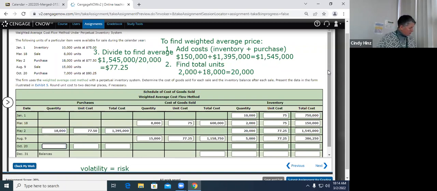Moving ahead then to October 20th, we now have a purchase. We're going to buy 7,000 units at $80.25. We had 5,000 units. We bought 7,000. We now have 12,000. I'm going to ask you to find the average price yourself. I'm going to find it myself and put it on the screen. But try it on your own first.